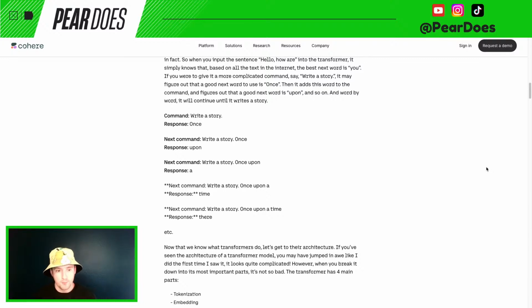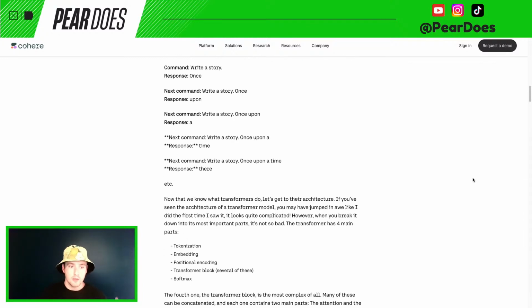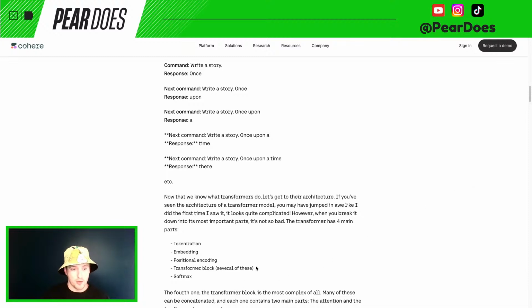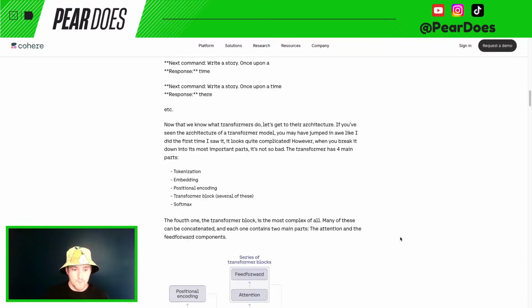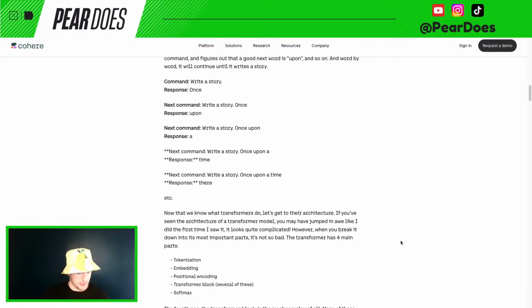What's their architecture? And if you've seen the architecture of a transformer model, which I'm not expecting you to, you may have jumped in awe like these people did the first time they saw it and realized that it's quite complicated. So when you break it down into its most important parts, you can kind of grasp how this whole transformer comes together. And there are four main parts that everyone should know: tokenization, embedding, positional encoding, the transformer block, and at the end here you have softmax. They actually list five here, but they say four.